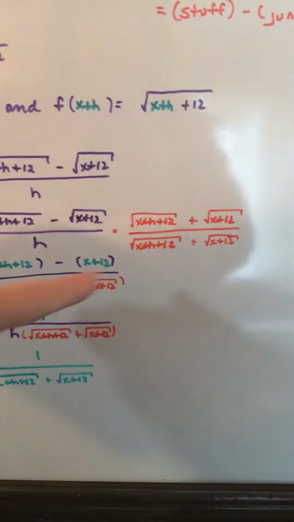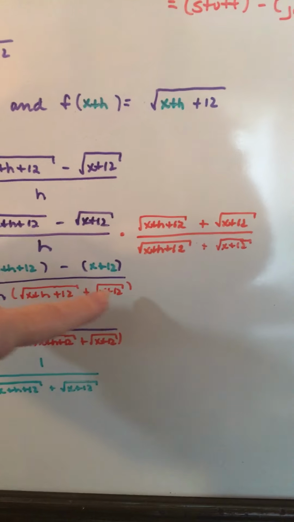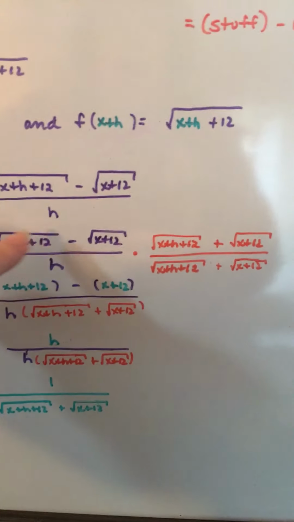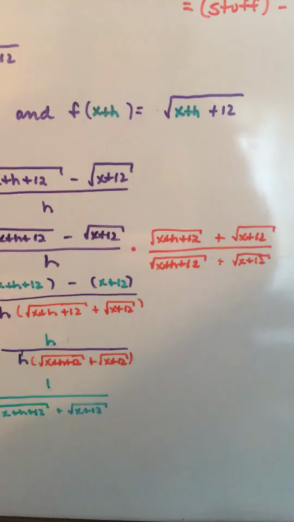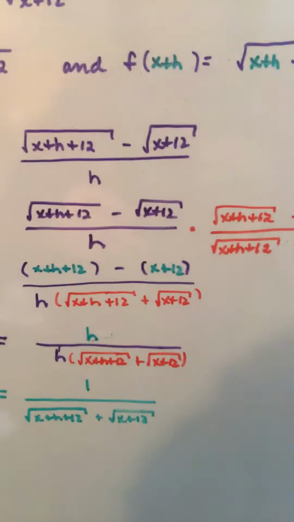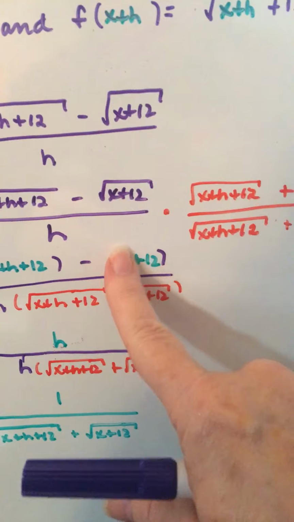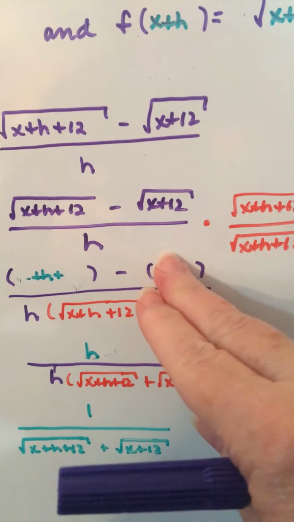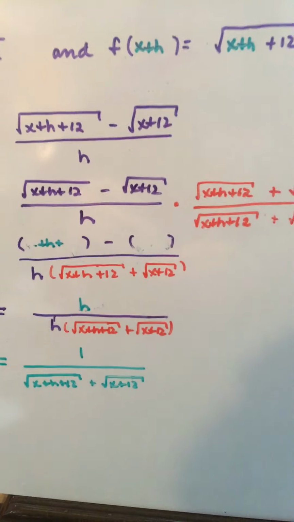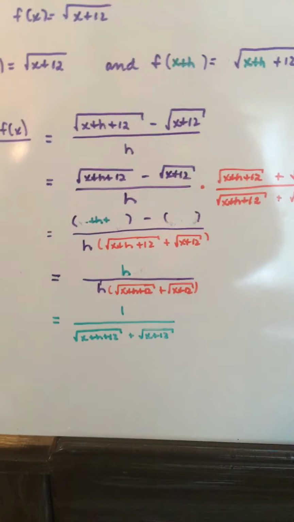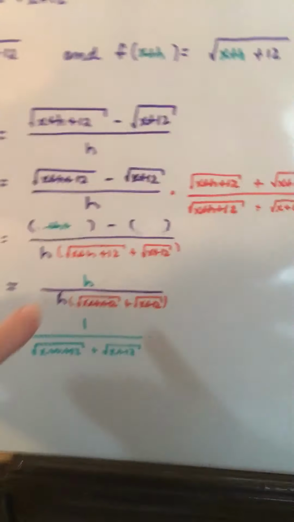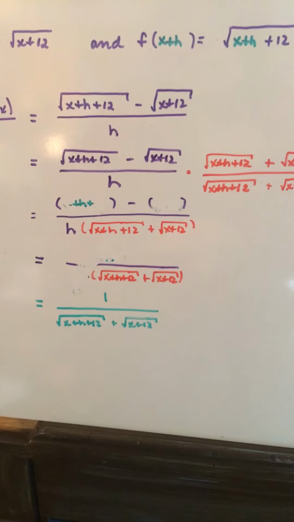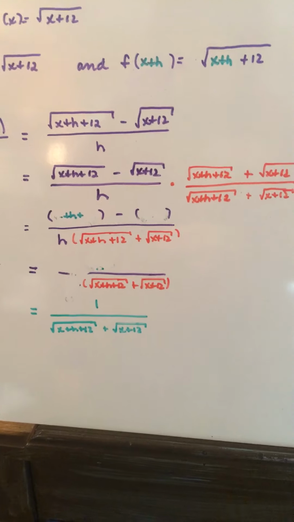Now what's true? The denominator is going to remain. Nothing happens, but the numerator, I'm going to get a quantity minus a quantity. And just like before, x minus x, this will be gone. And 12 minus 12, that will be gone. And all that's left is h. And so now I'm allowed to simplify, and now my h's are gone, and I'm left with this lovely quantity.